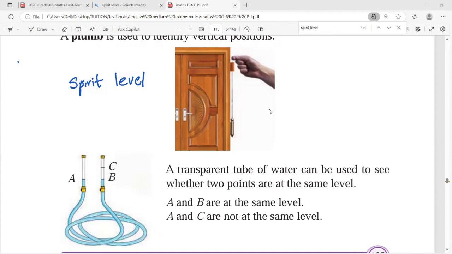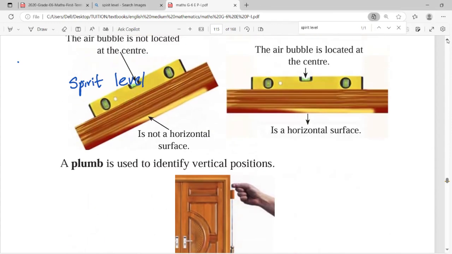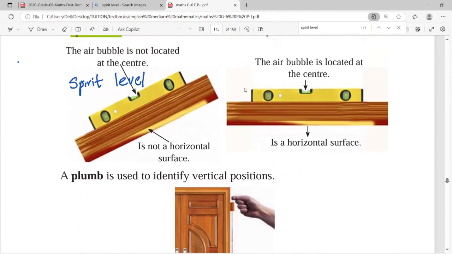Actually, I will show you a figure of this thing. This is the spirit level. This is part of your textbook. So you can see, you can check whether a surface is horizontal by using this spirit level. If this air bubble is at the center of this tube, then you can say that the plane is horizontal. And also there's another equipment you can use for this.